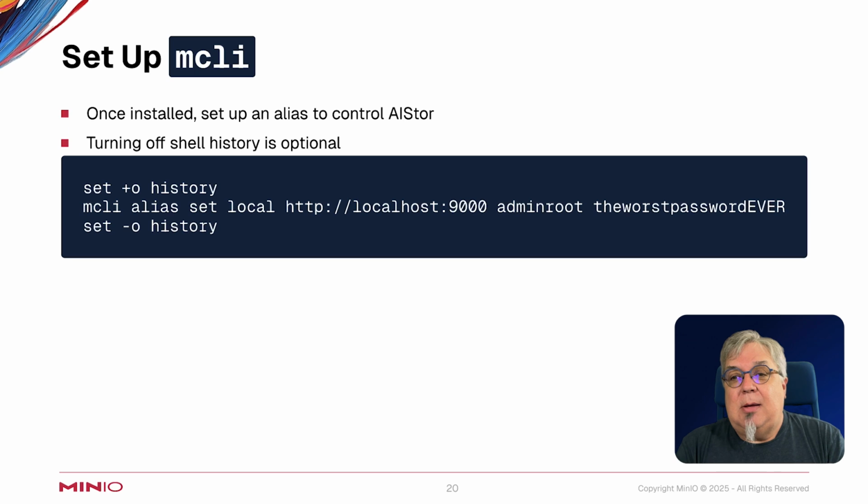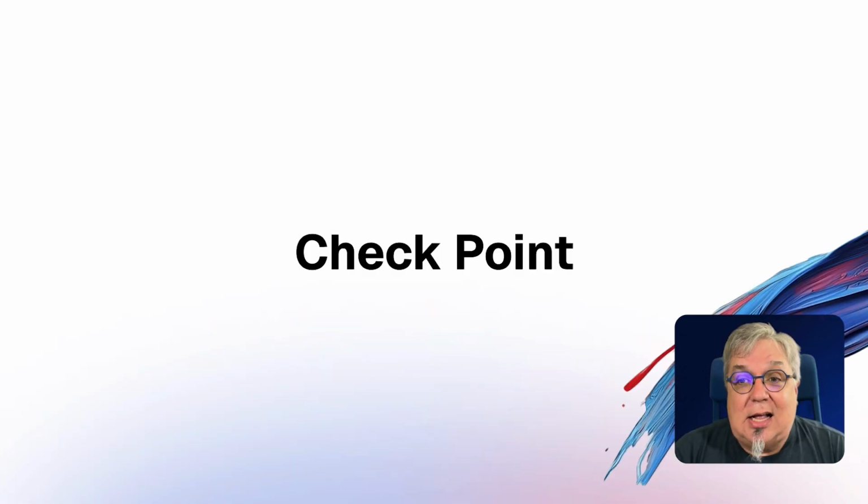But here I'm setting up mcli alias set. Local is the name of the alias. The URL I'm connecting to, notice this is 9000, not 9090. That's your API port, and I'm using admin root and the worst password ever to connect to this. Let's go ahead and do a demo of all this so that you can see exactly what we're talking about.